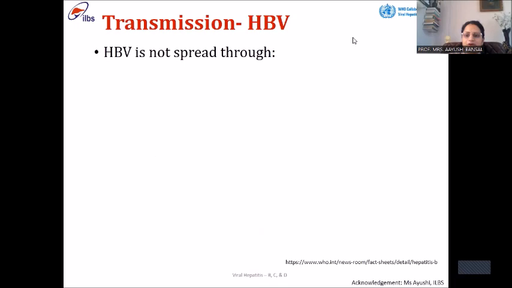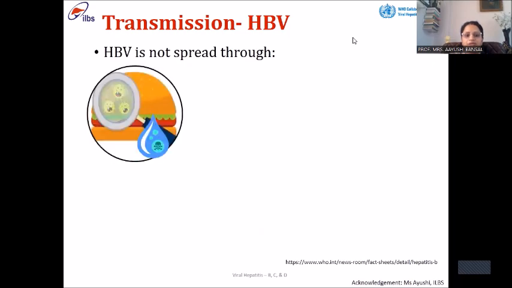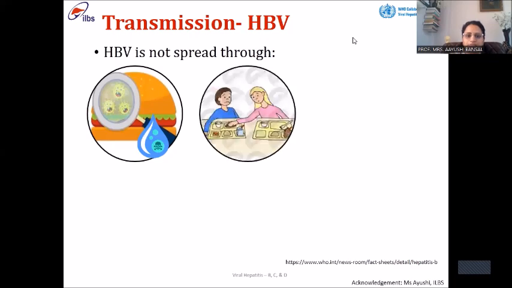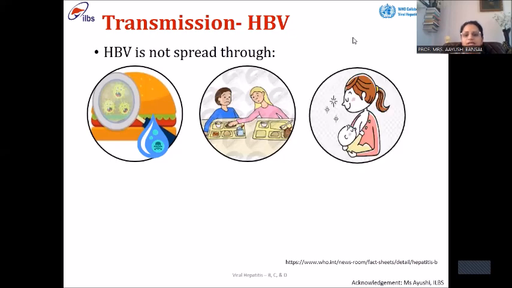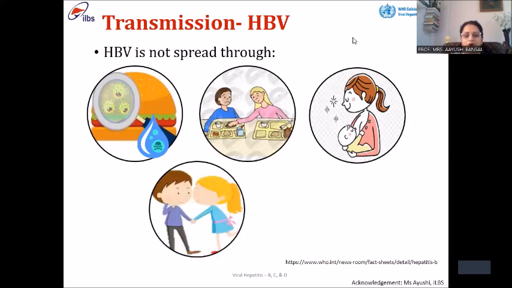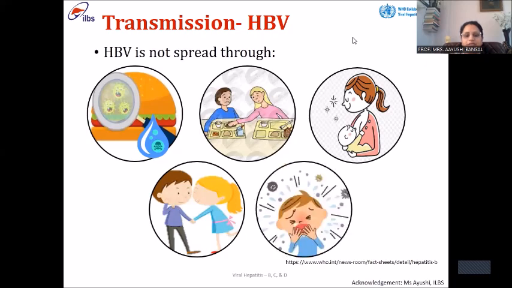Some of the myths or misconceptions we can deal with: what are the modes by which hepatitis B virus is not spreading. Hepatitis B virus is not spread through food or contaminated food. Second is sharing food or having food together. The third is breastfeeding. Fourth is hanging out or holding hands. And the fifth is coughing and sneezing.